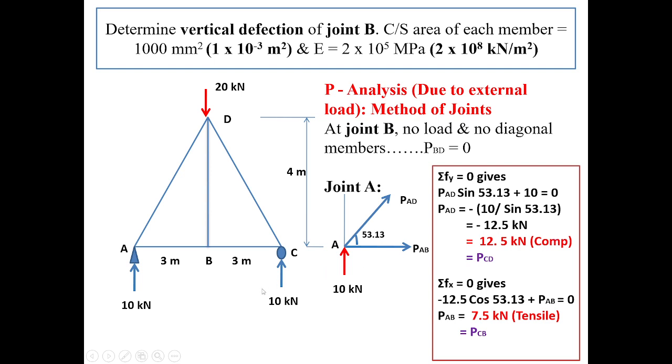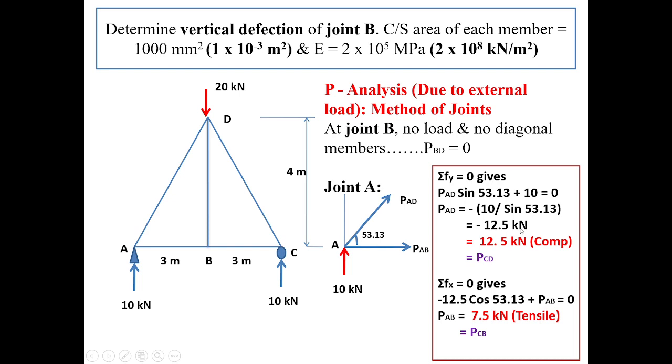Now again it is obvious that whatever PAD I am getting, same I will get in PCD, and therefore PCD is also 12.5 kilonewton compressive. I don't have to really solve it. Just I have to write that PAD equal to PCD. That is what I have written here.